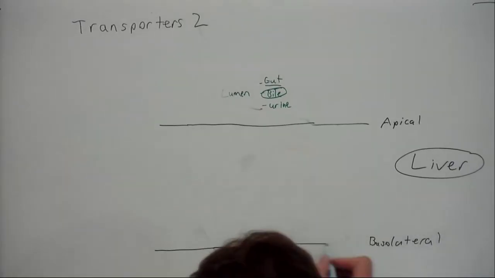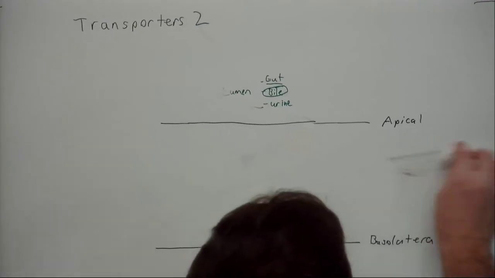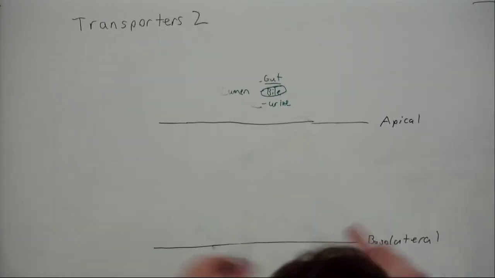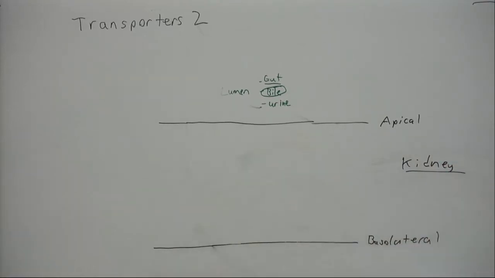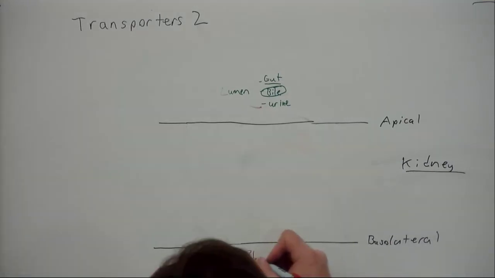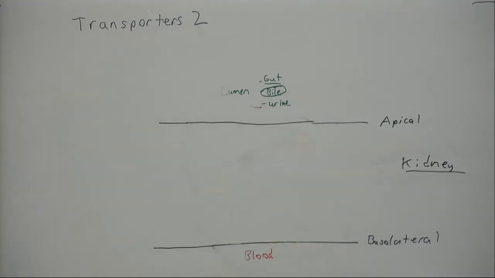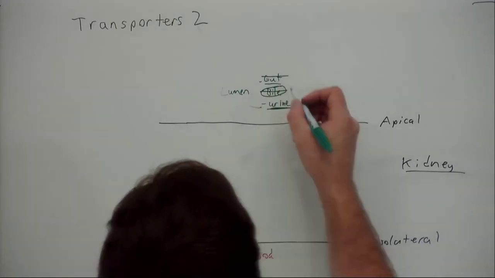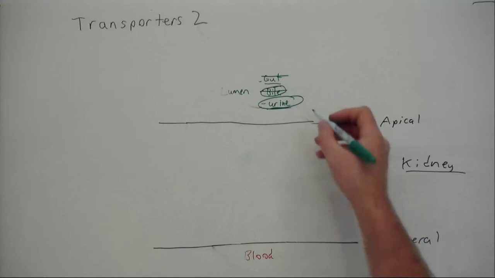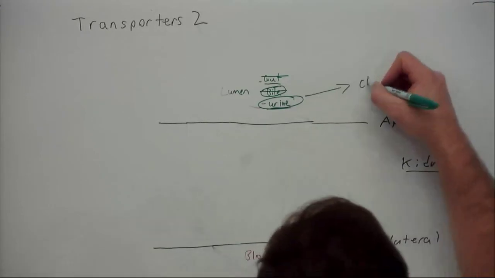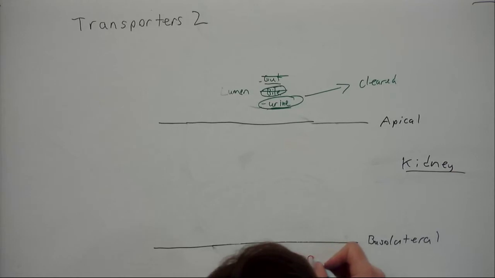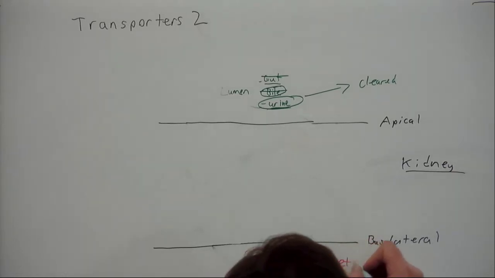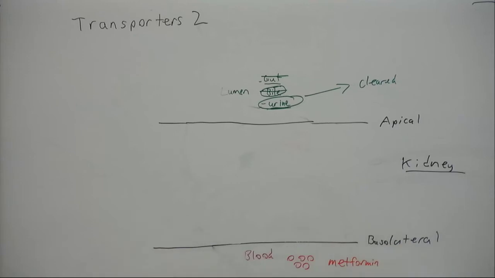Okay. And in our last example, we're going to look at the kidney. This is now a kidney cell, and that means that this is still the blood down here. And this lumen up here is now the urine. So I'll cross these out. We're looking at the urine now, which of course is going to leave the body and be cleared. So we start out with our drug in the blood, and in this case, we're going to look at metformin, which, as you know, is a pretty common medication.